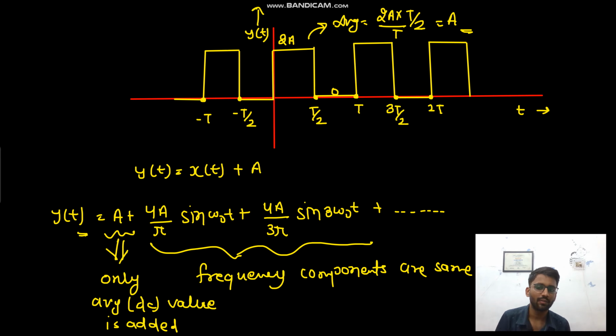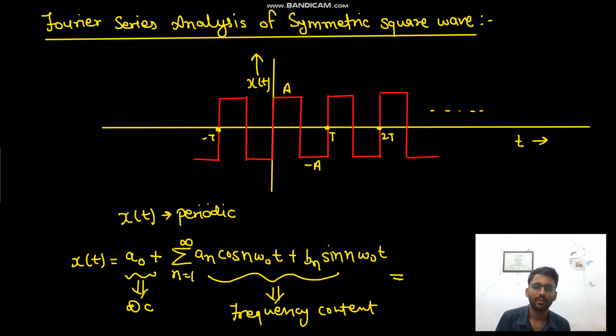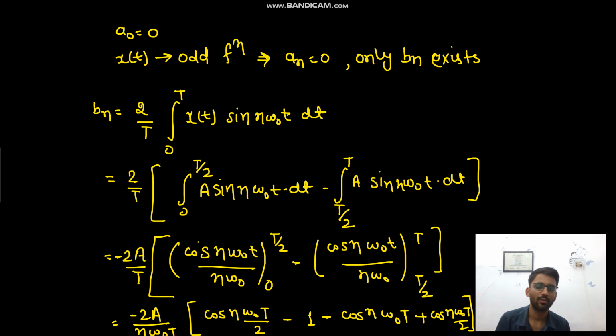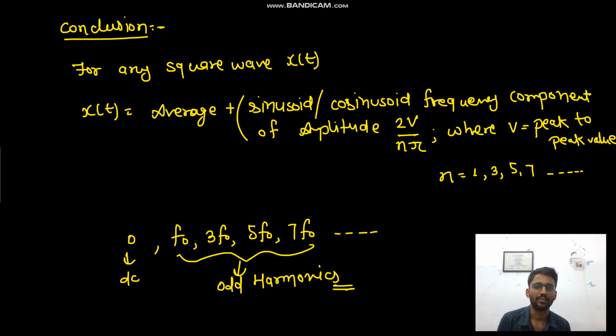So what is the amplitude? 2 into peak to peak value, 2 into 2a, so 4a by pi. And here what is the amplitude? In this one, what is the peak to peak value? It is 2a only. So here also we have 4a by n pi magnitude. Whatever the peak to peak value is. Now we will see the analysis of an RC circuit with pulse input.